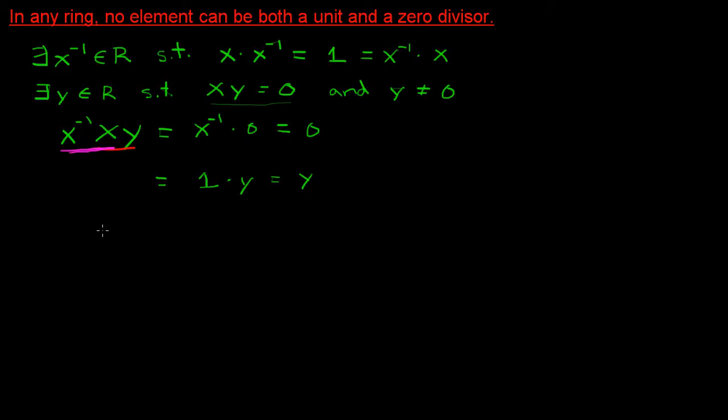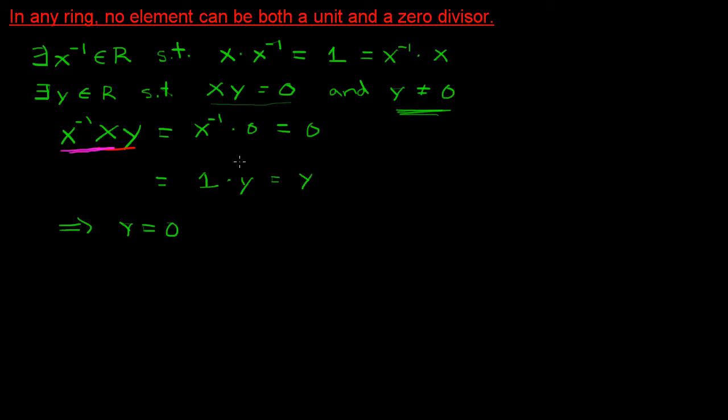So let me write that down. This implies that Y equals 0, which is a contradiction to what we said right there. So this particular element that we started with, this X, couldn't possibly have existed in the first place. So no element can be both a unit and a zero divisor. Alright, so let's move on to our third and final result of this video.